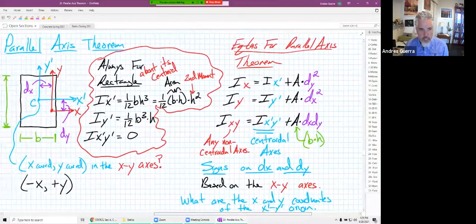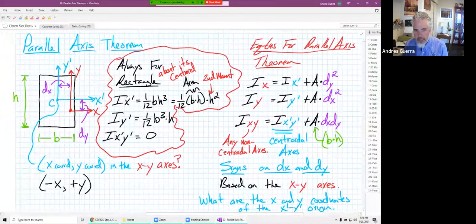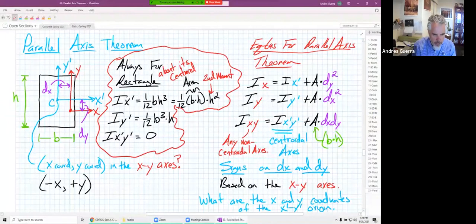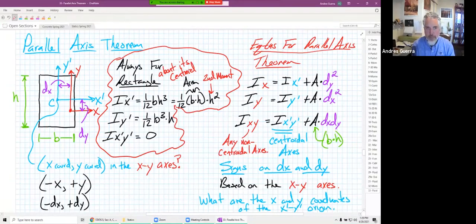Okay, did everybody get that down? A negative x and a positive y. And so actually, let me fill this in. That means we're going to have a negative dx and a positive dy for that particular picture. And we're going to jump into an example where we'll look at that more.